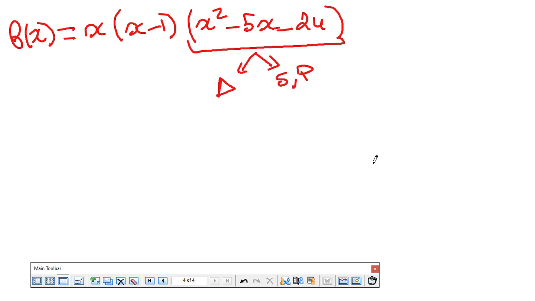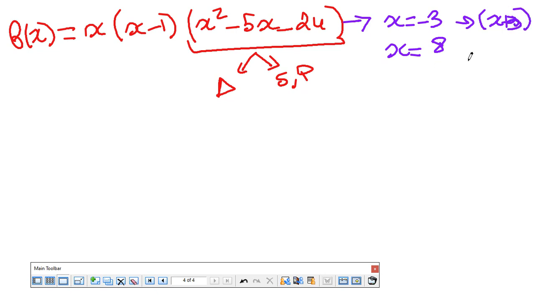I will use delta, and you can also do it on the calculator. If I factorize this one, it will give me 2 roots. It will give me x equal to minus 3, and x equal to 8. We already did this in the preceding chapter. When I say x equals minus 3 is a root, it means x plus 3 is my factor. Yes or no? And when I say x equals 8 is a root, it means x minus 8 is my factor.